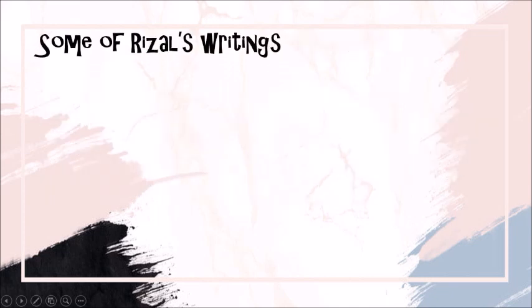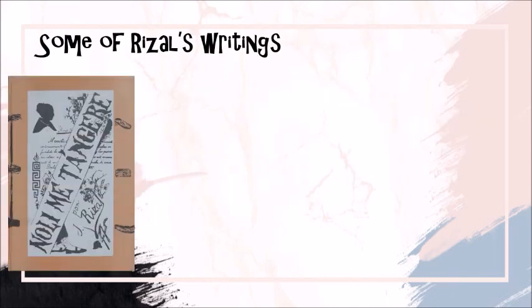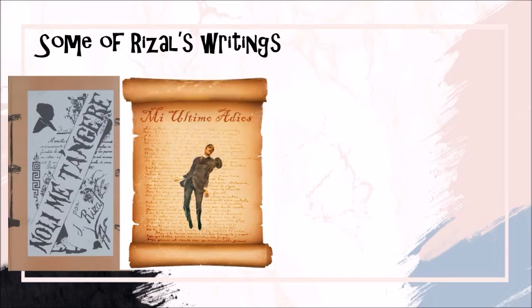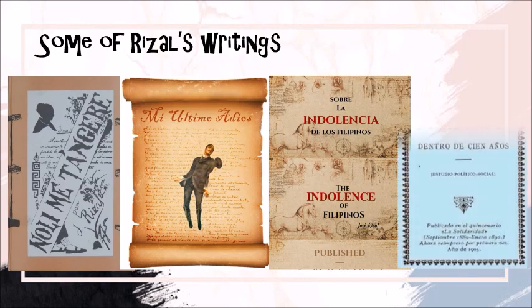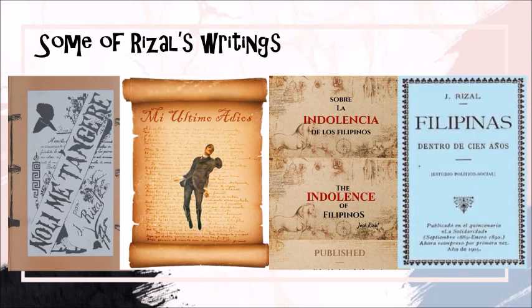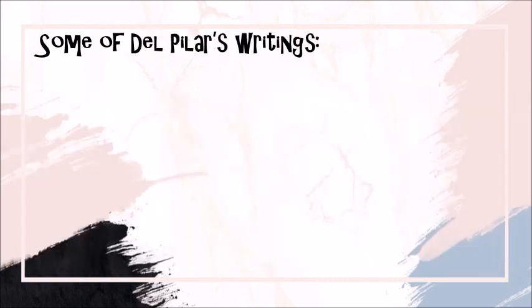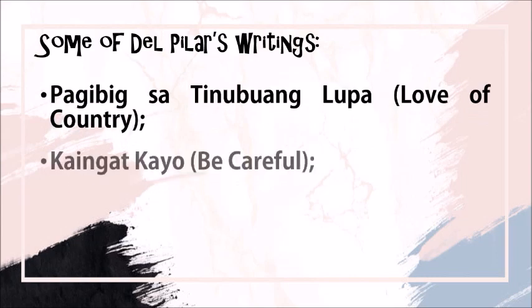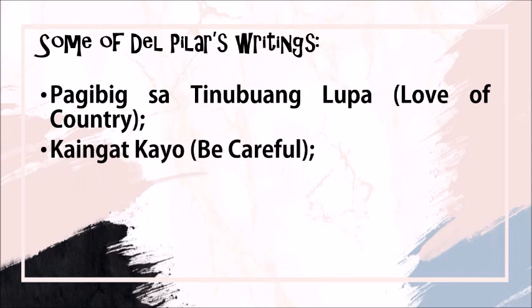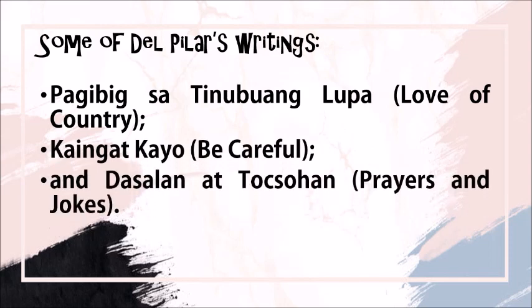Some of Jose Rizal's writings are Noli Me Tangere, Mi Ultimo Adios, Sobre la Indolencia de los Filipinos, and Filipinas dentro de 100 años. On the other hand, some of Del Pilar's writings are Pag-ibig sa Tinubuang Lupa, Love of Country, Kaiingat Kayo, Be Careful, and Dasalan at Tocsohan, Prayers and Jokes.